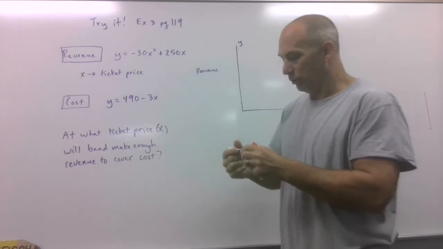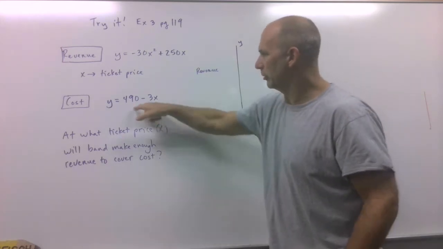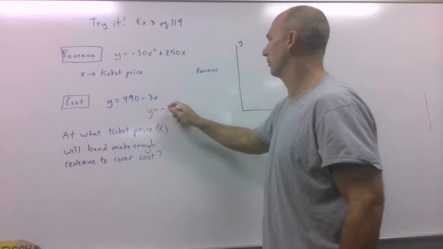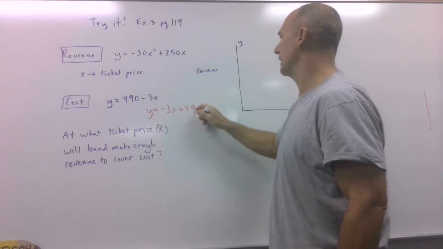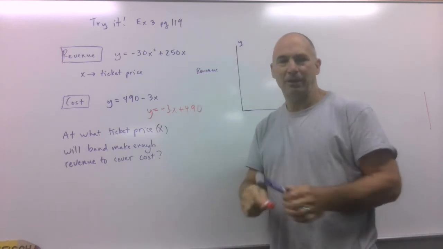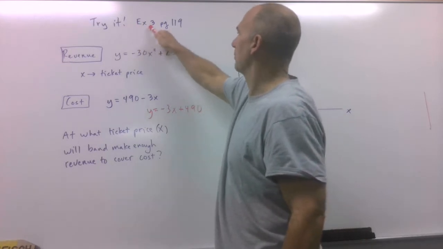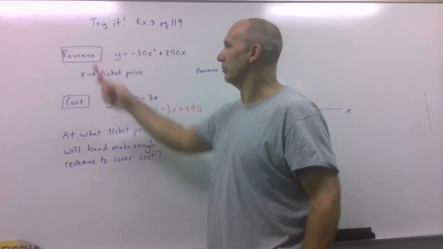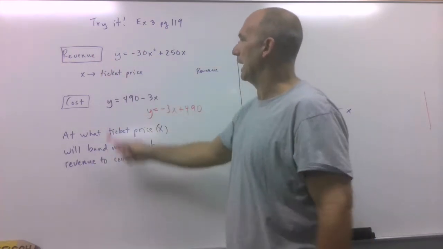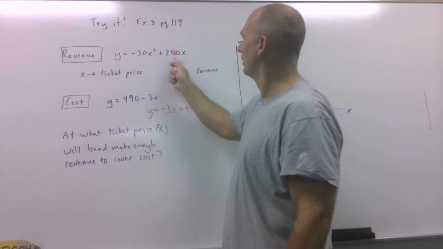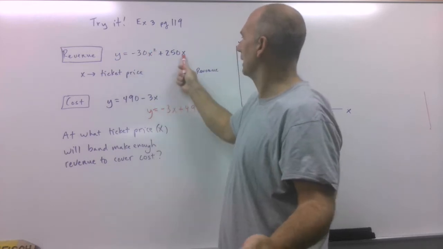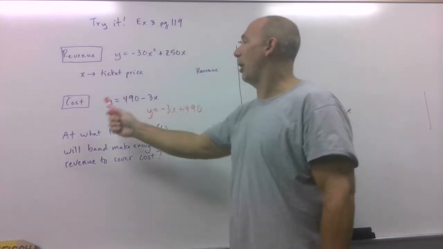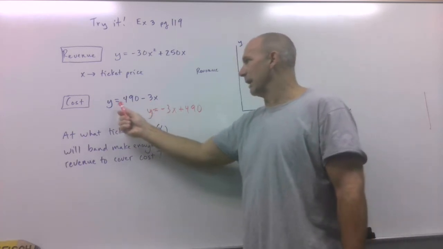Now, one thing I want you to notice, they give this to you a little rearranged. So if we were to think, wait a minute, that's the same thing as y equals negative 3x plus 490. Sorry, I got a little ahead of myself. This problem is from Try It, example 3, page 119. It's about a band and the amount of revenue, the money they make, and x represents the ticket price. So, you know, if I charge 10 bucks a ticket, I'd make this much revenue. 20 bucks a ticket, that much revenue. And then the cost of putting on this event is right here.